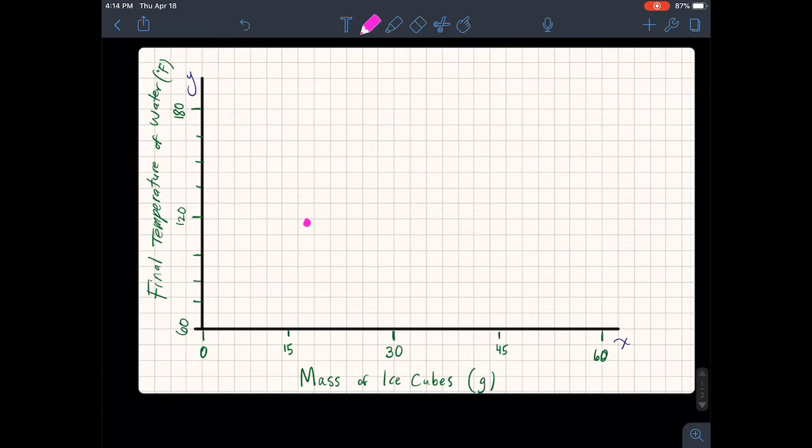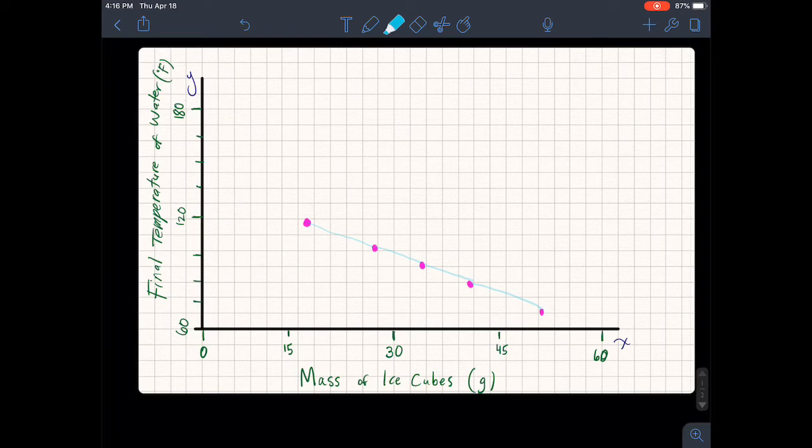You're going to continue doing that to add all of your dots. If you add more ice, this should have decreased the temperature, so my overall slope should be going down. Once you have the dots on your graph, you're going to draw a line to connect your dots to make a scatter plot.